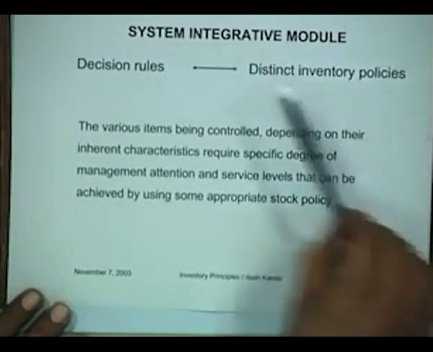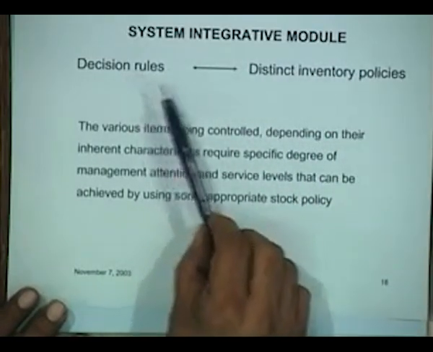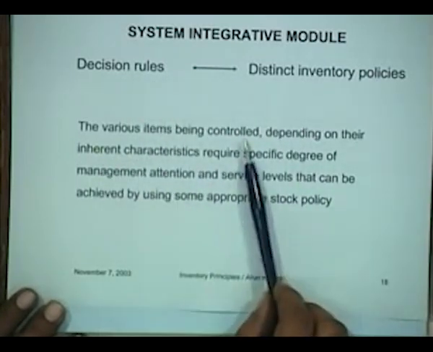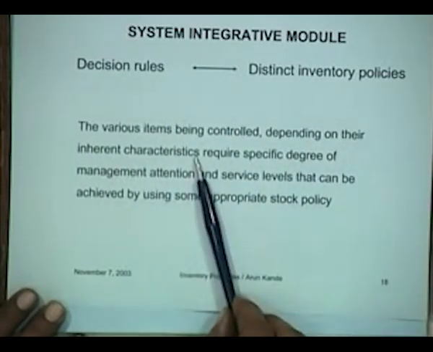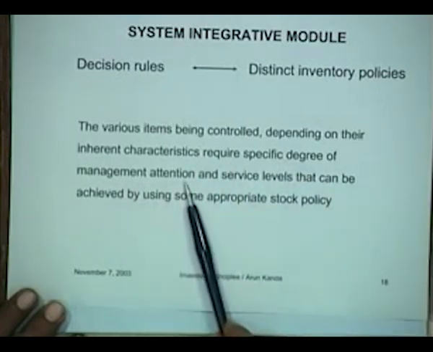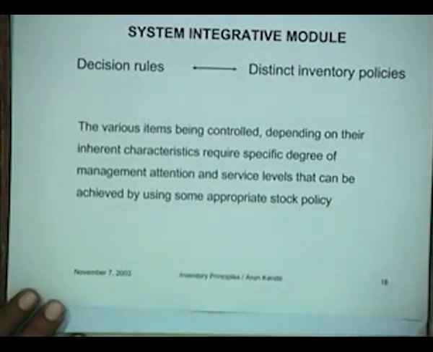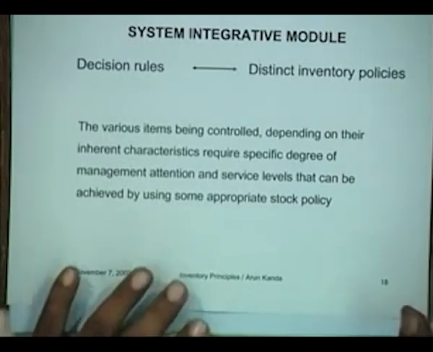Then we have a system integrative module. The system integrative module will talk about the decision rules and the distinct inventory policies, the interaction between the two. So the various items being controlled, depending on their inherent characteristics, require specific degree of management attention and service levels that can be achieved by using some appropriate stock policy. So what particular inventory policy to use for a particular situation, what should be the service levels, these would require some kind of integration or interaction with the management to find out. So here is the module which does that.